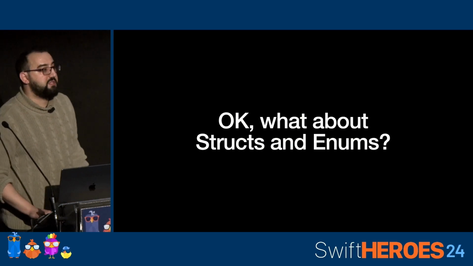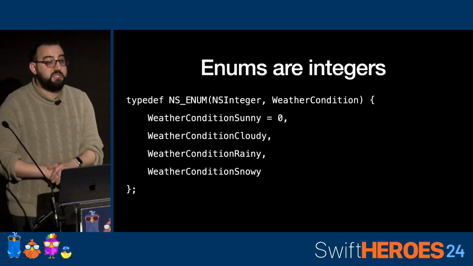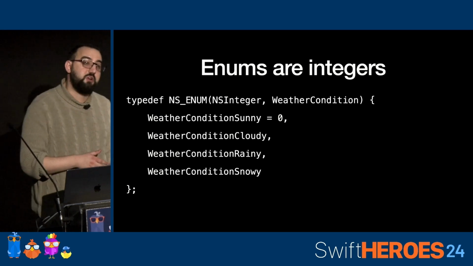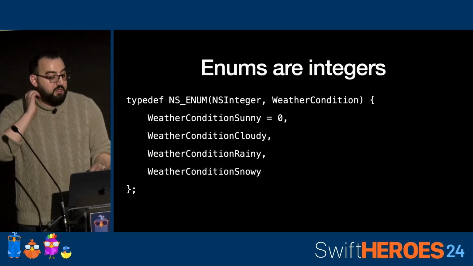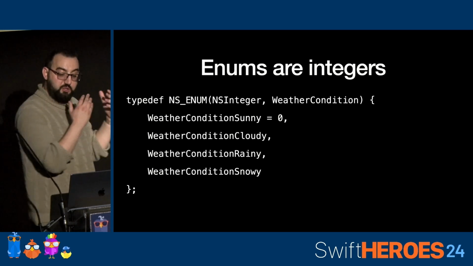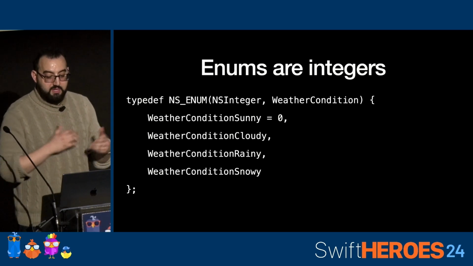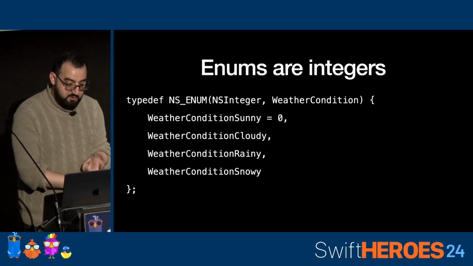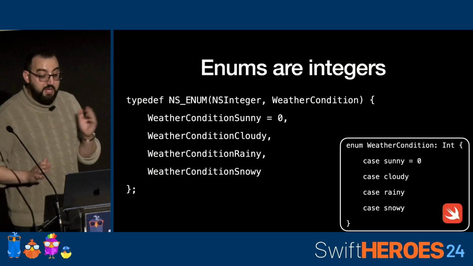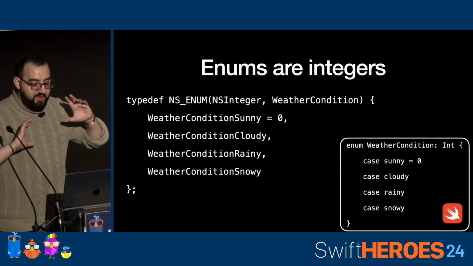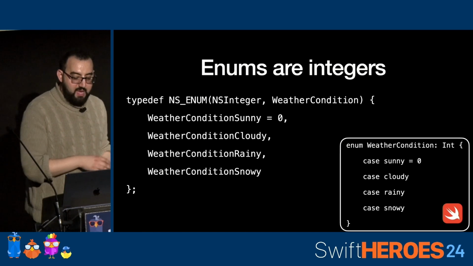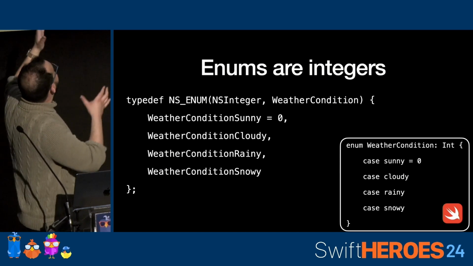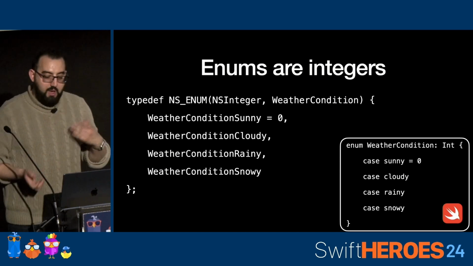Okay, but what about things like structs and enums? Enums, it's pretty simple. Enums have an underlying type of an integer, or anything that has an integer value like NSUInteger, int, or even bool. And if you want, you can still define the underlying values. Anything you can do with integers, you can also do with enum values. Unfortunately, this means no associated values and no methods on enums in Objective-C. Also, unlike Swift, the naming convention is to always prepend the enum case with the enum name. So it's not just sunny, cloudy, rainy. It's fully WeatherConditionSunny, WeatherConditionCloudy, WeatherConditionRainy.